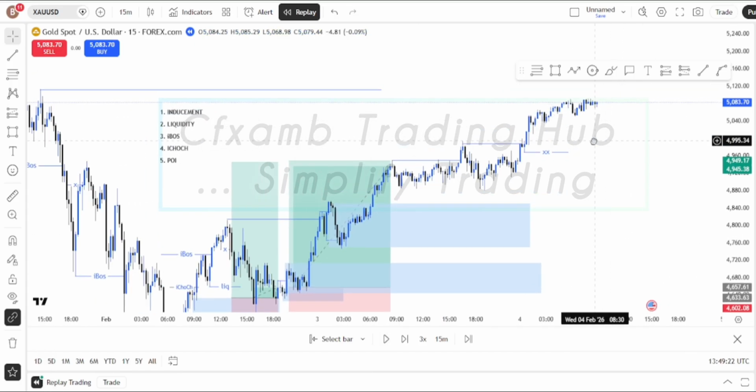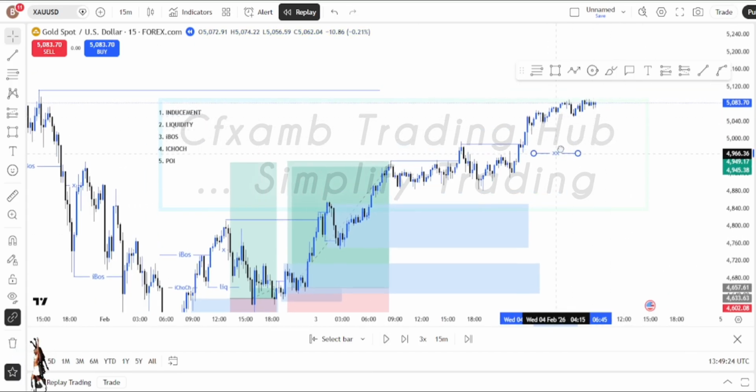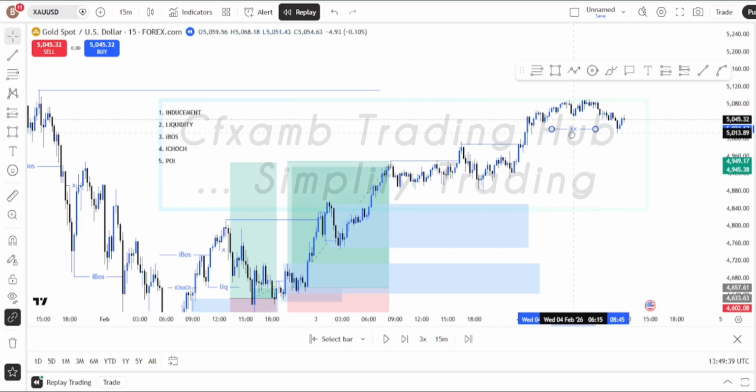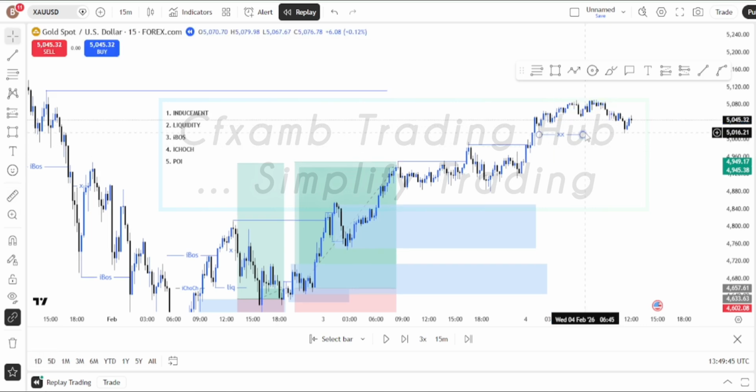All right, you see that the market keeps going up. We have our recent pullback here. Let's continue with the price. At this point we have our recent inducement here. Let's see if the market will take it out.